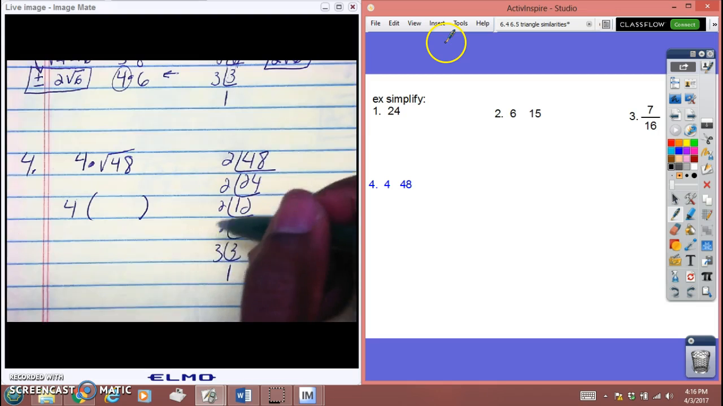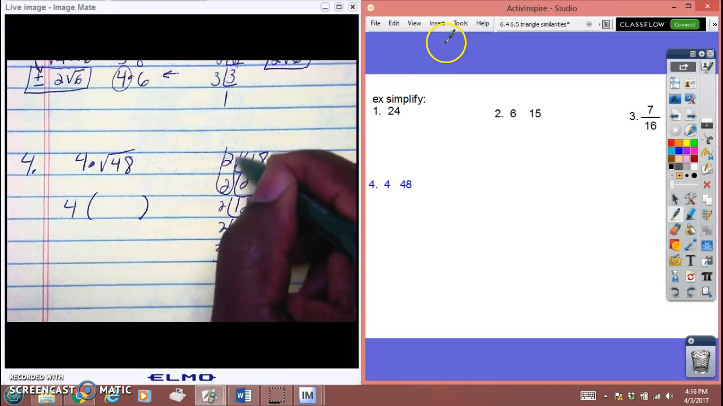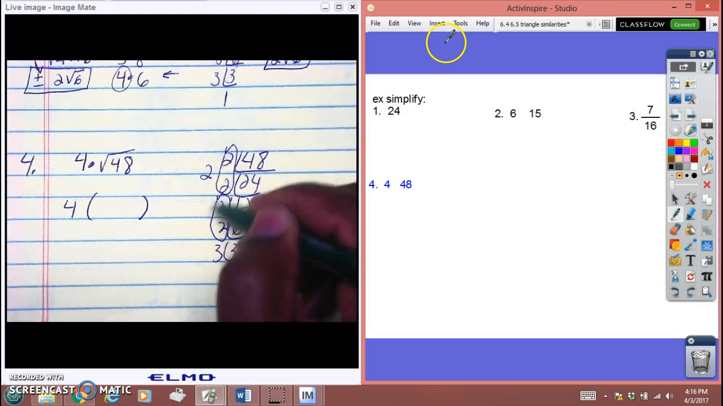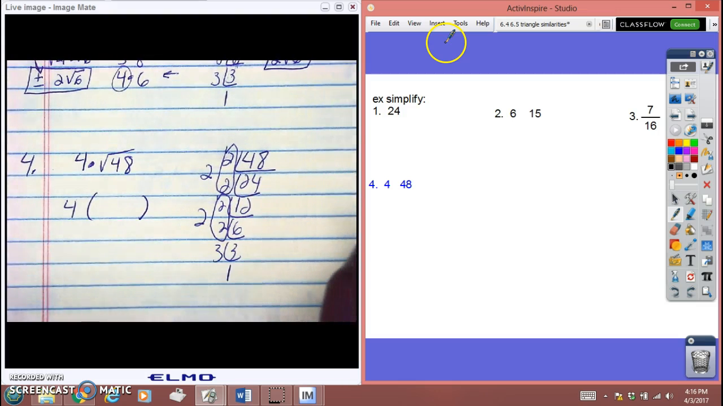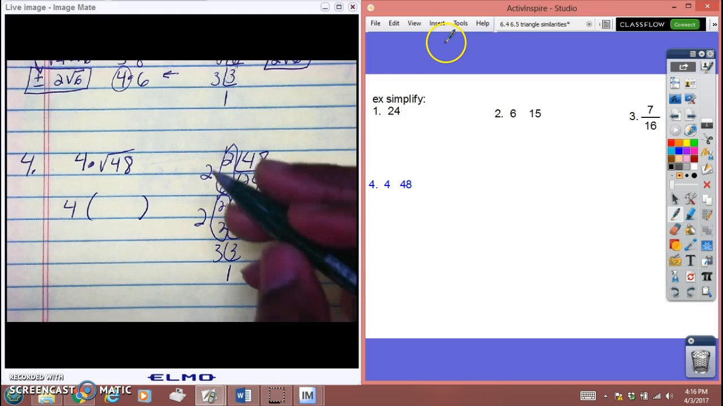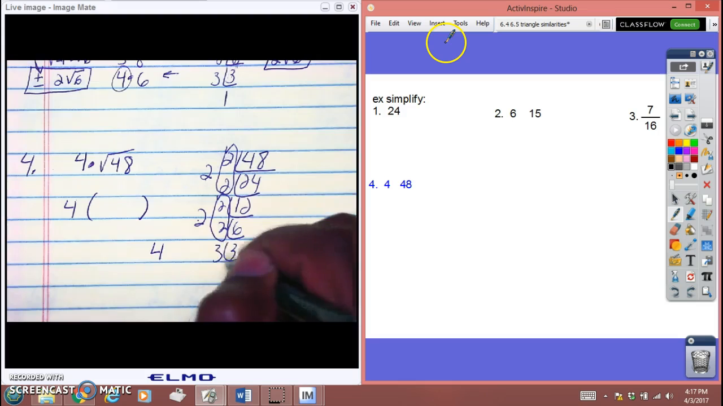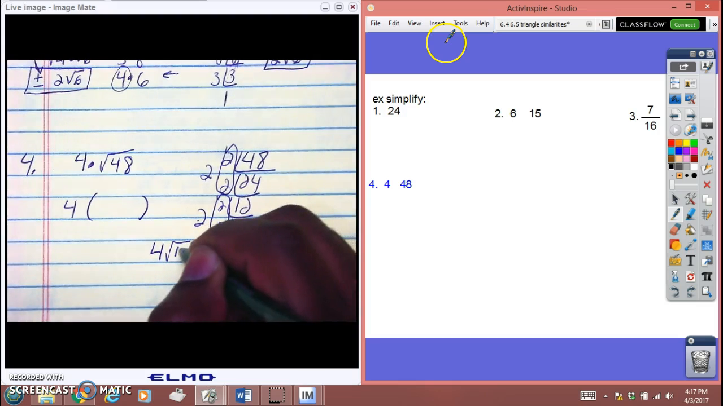Now, I'm dealing with the square root. So, it takes 2 for 1 to come out. But notice I got another pair of 2's. So 2 2's can come out. Whenever you have more than one number come out, you have to multiply them together. So 2 times 2 is 4. And whatever's left over, you multiply, and it stays on the inside.